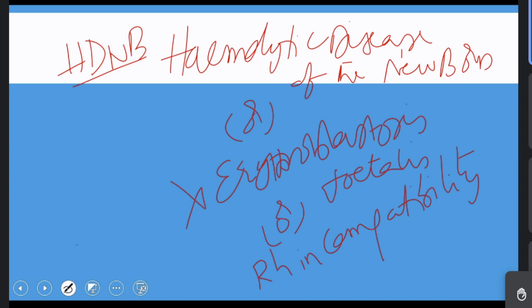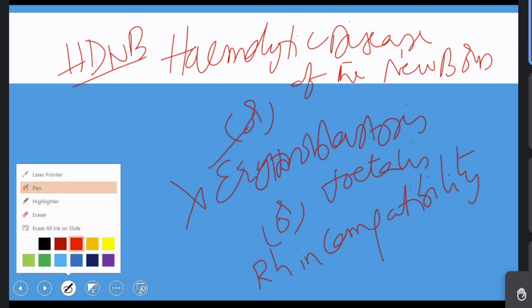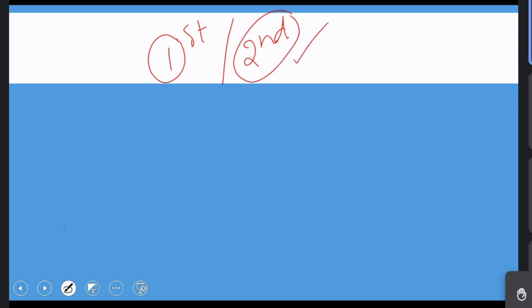Before that, I have one question for you. Because you have already studied erythroblastosis fetalis, please answer one question. In erythroblastosis fetalis, which baby is affected? First baby or second baby? Second baby is affected. Okay? Is there any chance for the first baby to get affected due to erythroblastosis fetalis?